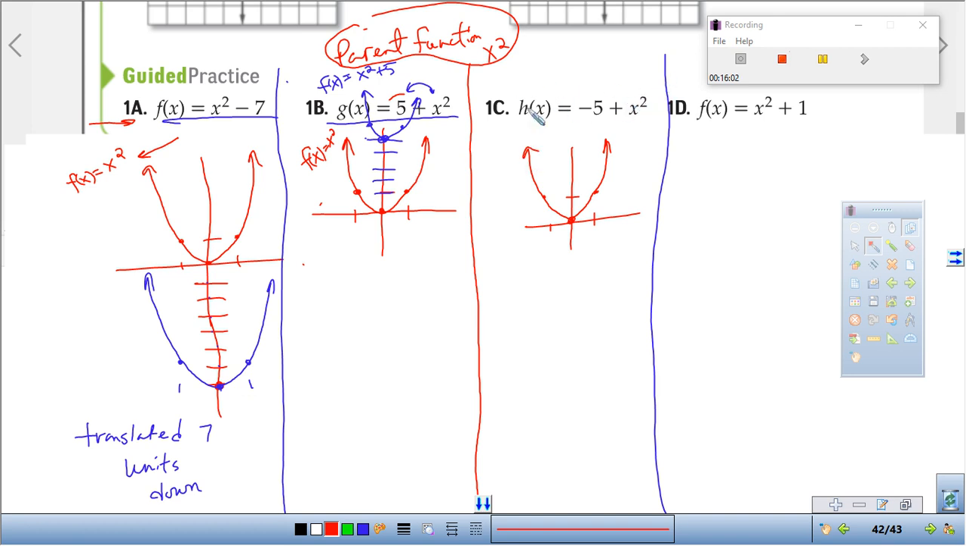What does this one do now, guys? Tell me now. This one again is my parent function of x squared. Let's graph my translated one. What happens in this one, guys? Anybody know what happens in this one? Come on.